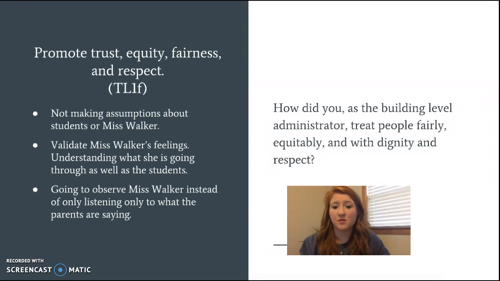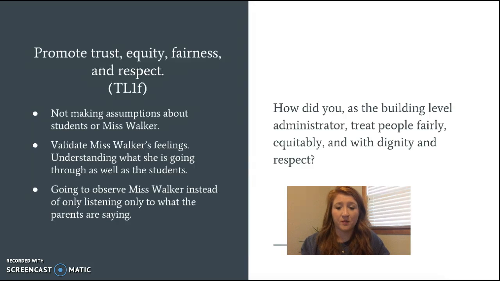How did you, as the building level administrator, treat people fairly, equitably, and with dignity and respect? So again, Standard TL1F, promote trust, equity, fairness, and respect. First, not making assumptions about the students, not making assumptions about Ms. Walker, and treating them fairly, validating Ms. Walker's feelings, getting that trust in there as an administrator, understanding what she is going through as well as what the students are going through.